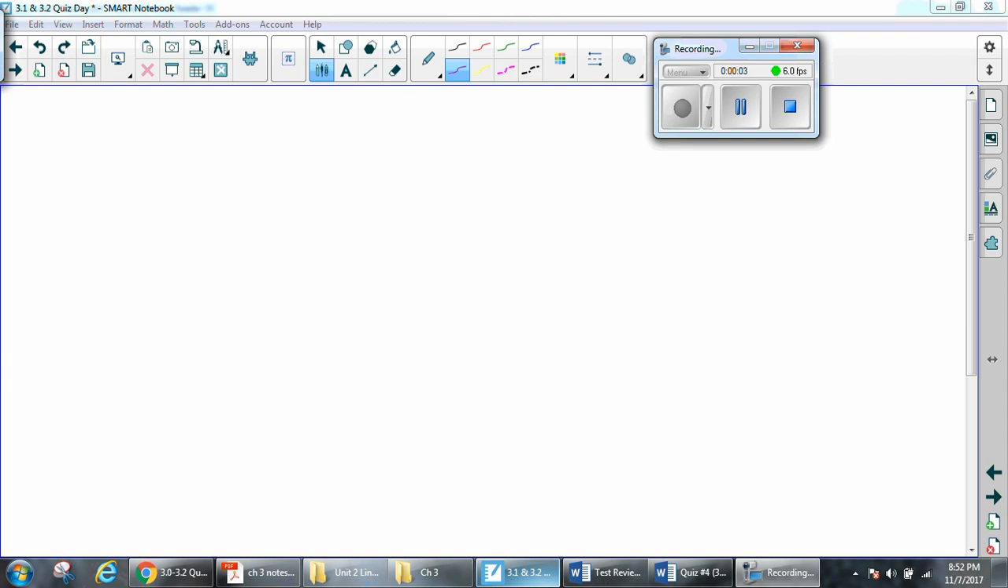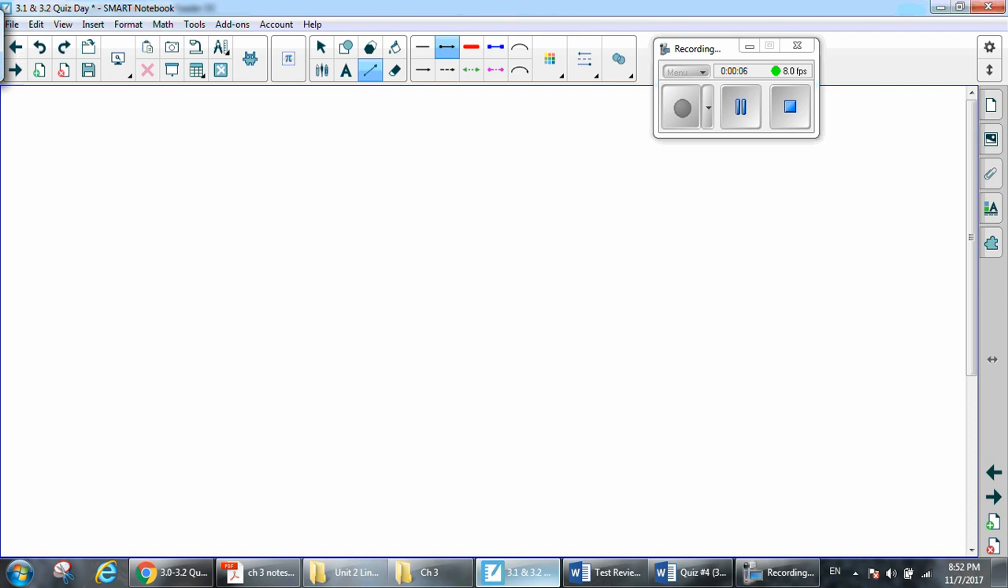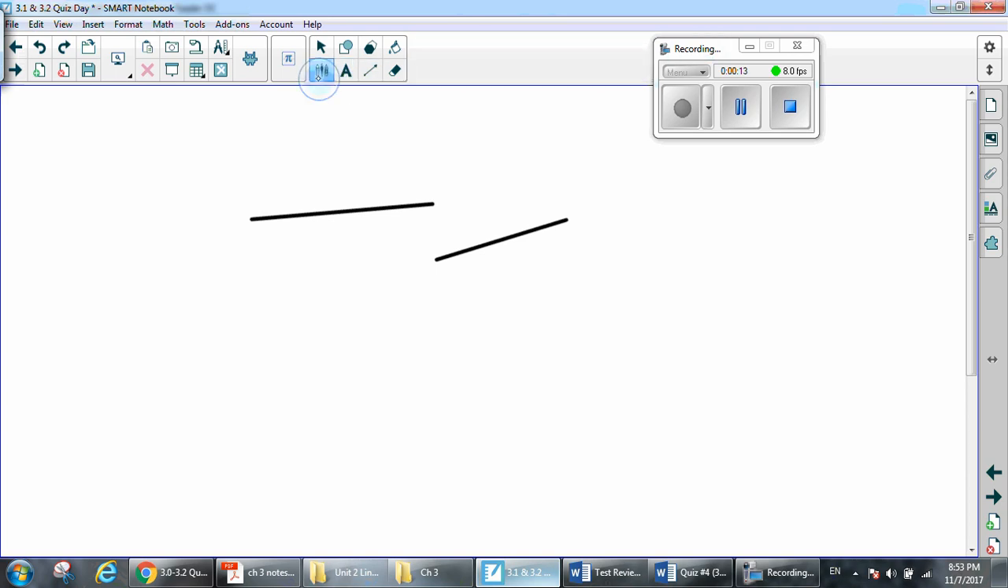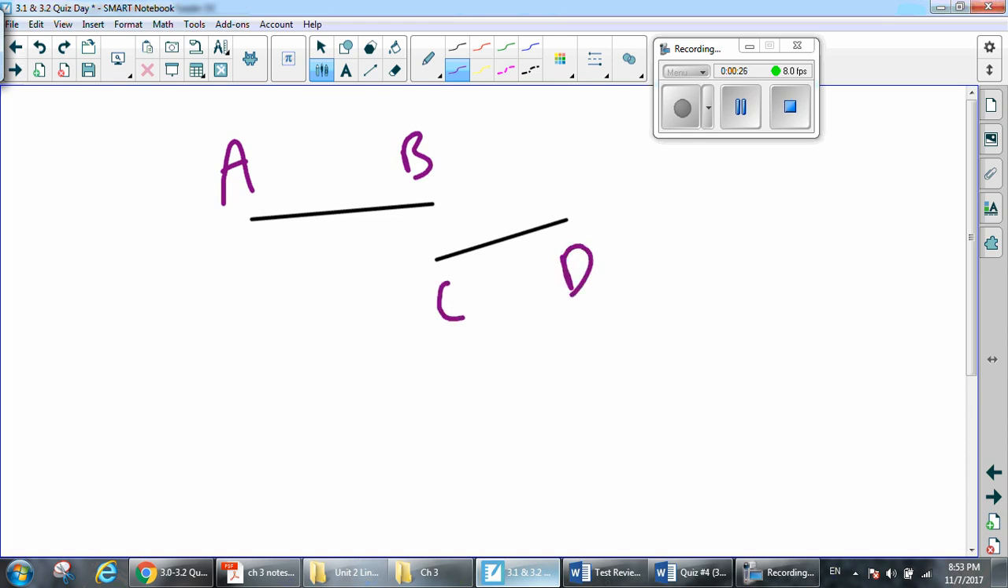Let's say I had two segments here. Let's call these two segments, let's say this one's AB, this one's CD. Let's say I want to construct a segment with length 3AB minus CD. So I need to start by making a super long ray using your straight edge.